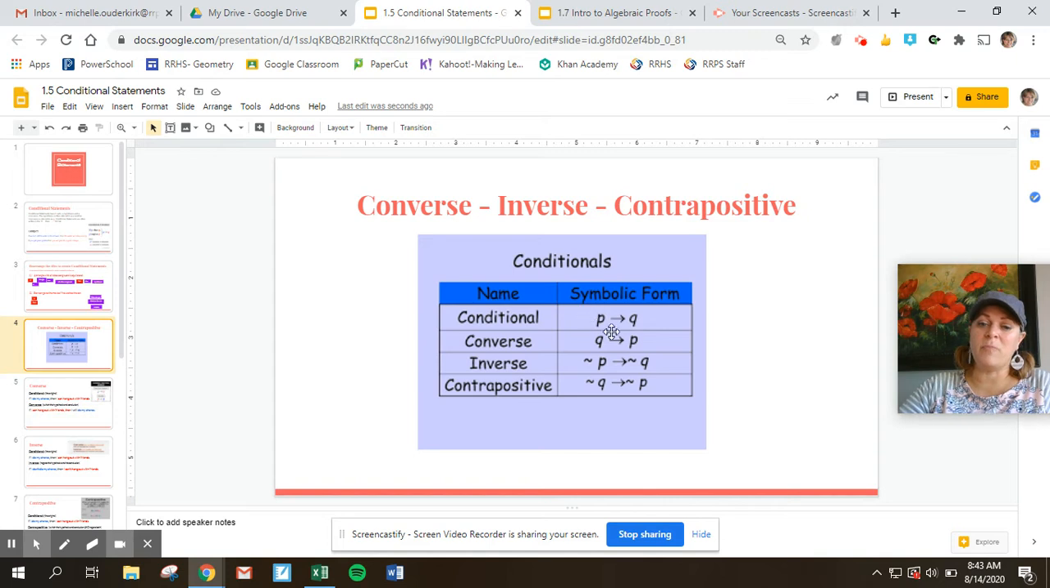So if you look, if P, then Q. We're going to talk about each of these, converse, inverse, contrapositive, and notice the order is changed around in some of them. And then it has this weird squiggly line. That means not. So a negation, so not P, then not Q. Let's break them down and talk about each one.